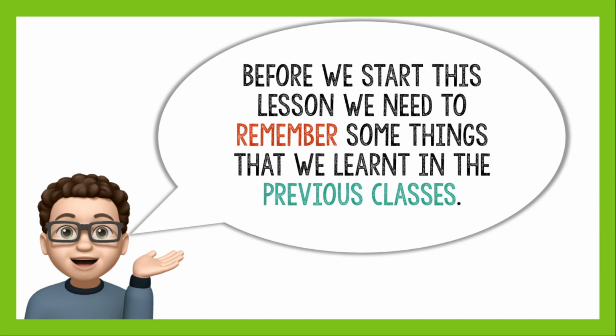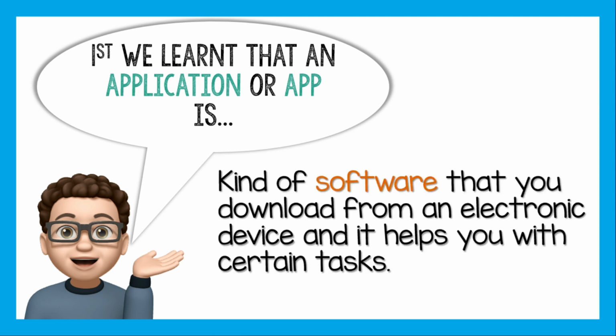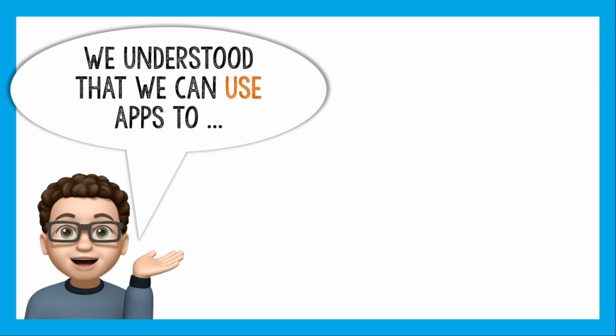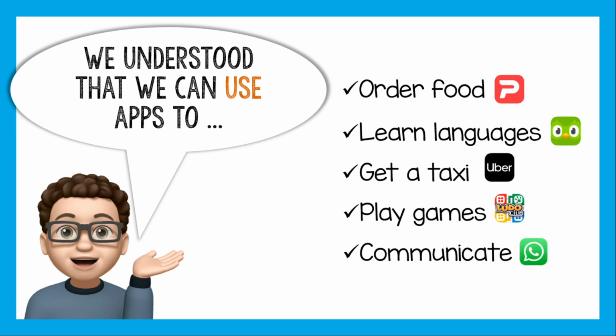Before we start this lesson, we need to remember some things that we learned in the previous classes. First, we learned that an app or application is a kind of software that you download from an electronic device and it helps you with certain tasks. We understood that we can use apps to order food, to learn languages, to get a taxi, to play games, to communicate, among other uses.